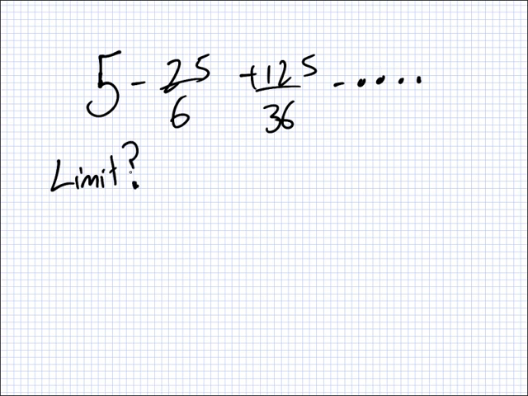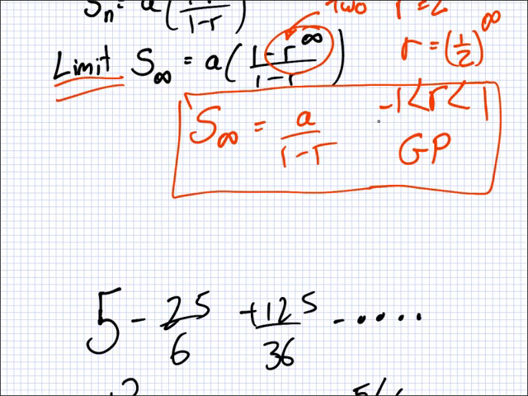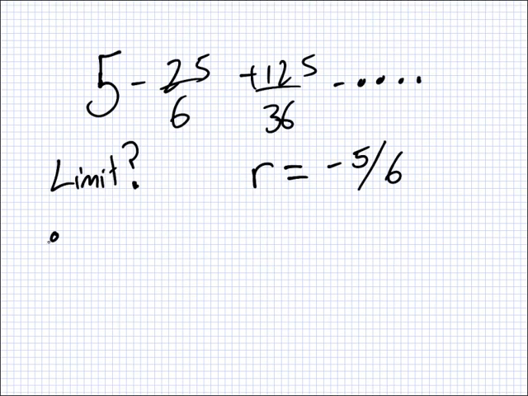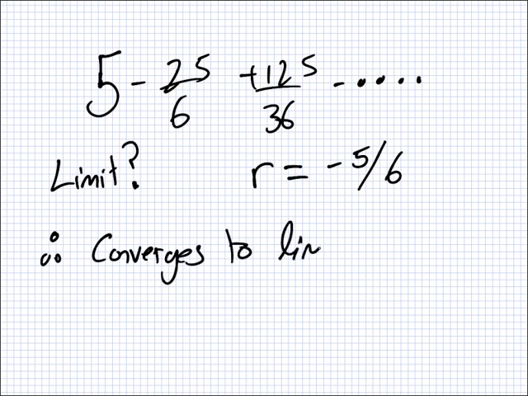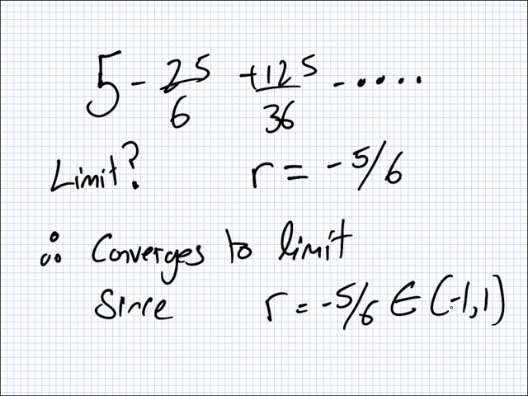Now, it's a GP. What's the r here? You might need your calculator to help you out. Yeah, -5 over 6, good. So, does it have a limit? Well, think back to the formula. Yes, it has a limit because its value is between -1 and 1. So it converges to a limit since r, which is equal to -5 over 6, is between -1 and 1. So I think this is maybe a 2 mark question in the exam. You would get 1 mark for this and 1 mark for this.